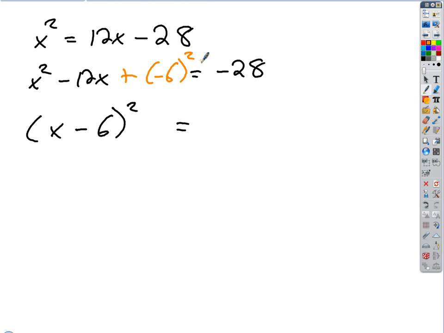Okay, which is what? 36. So I have to add that number to both sides. So over here, I'll just write it as a 36. Makes sense? Oh, I was confused on that. So then what is the number we end up with on the right? 8, okay?